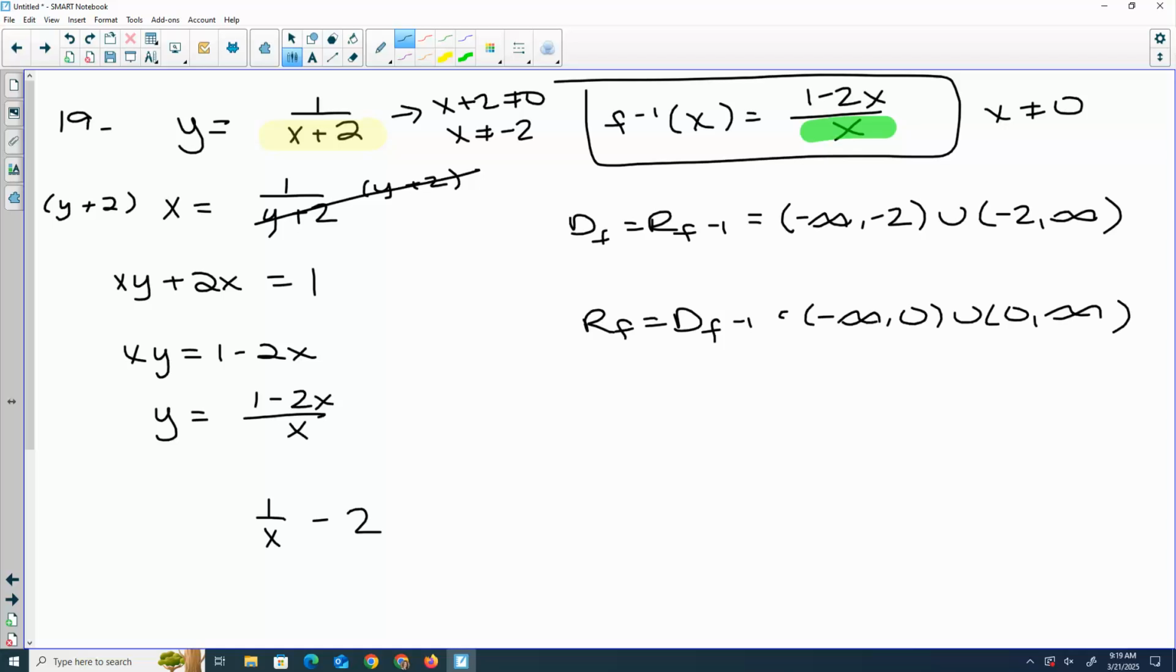Make sure, if you are struggling with those inverses, you want to review them. I'm happy to give you some extra problems, but those are worth quite a few points by the time you go through all the steps of finding the inverse and doing your domains and ranges. So you need to make sure you understand those.